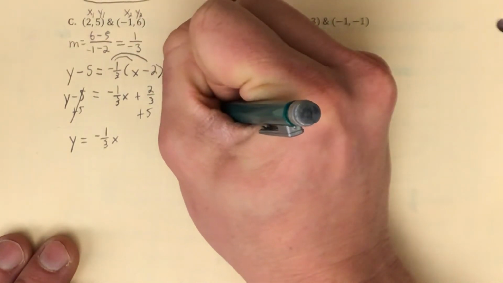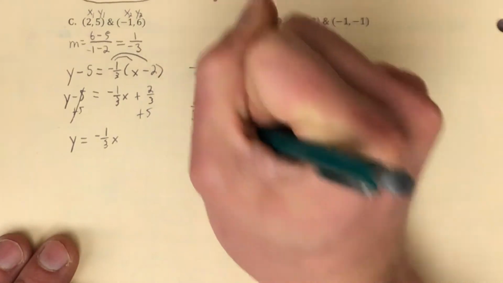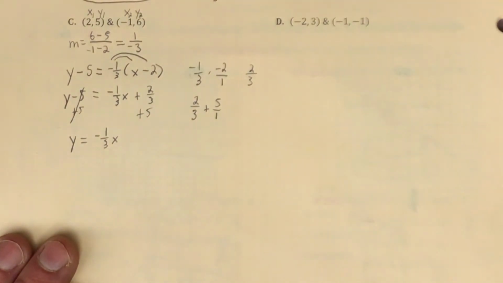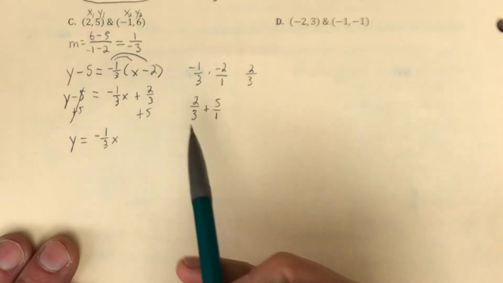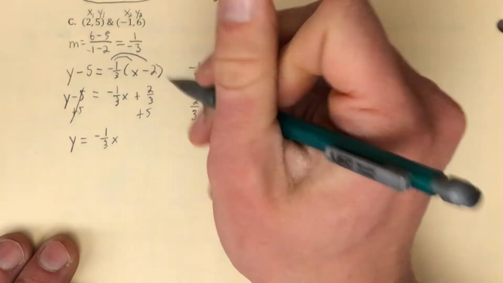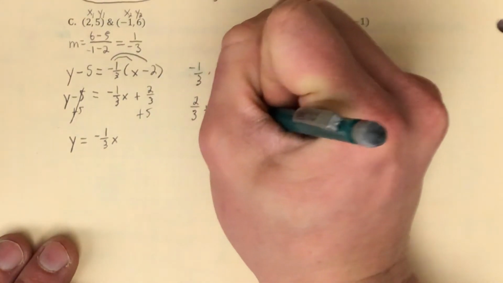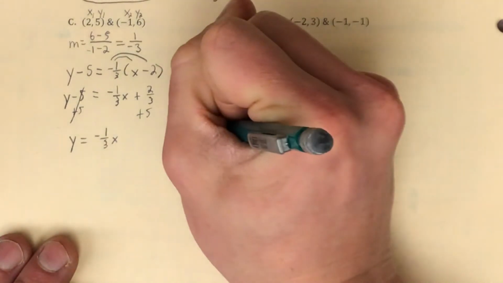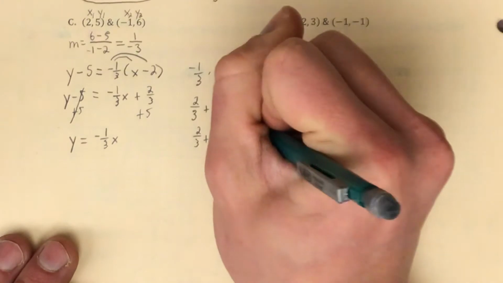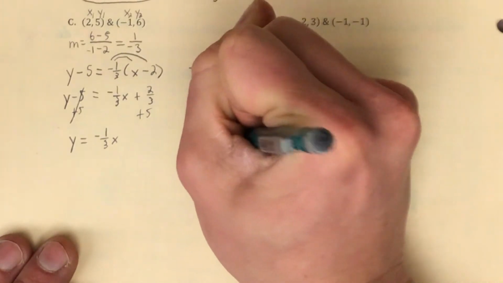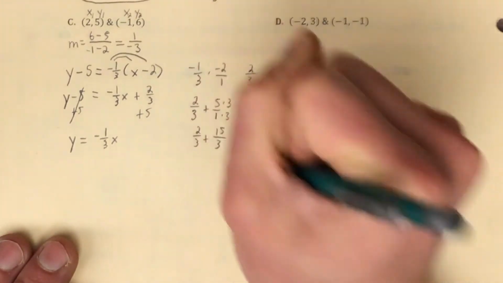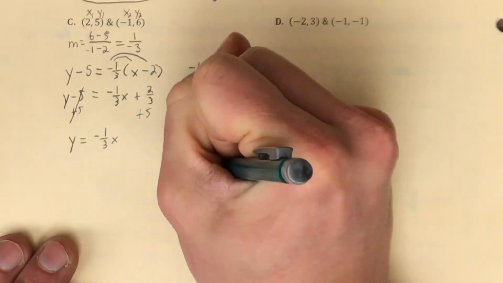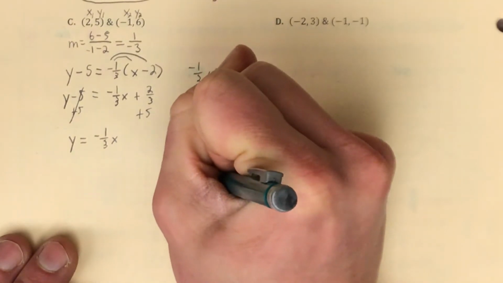So 2/3 plus 5. In order to add a fraction with the whole number, I need the whole number over 1, then find my common denominator. So smallest number that 3 and 1 will both go into is 3, so I need to multiply the denominator here by 3, which means I need to multiply the numerator by 3. So this becomes 2/3 plus 5 times 3 is 15, over 1 times 3 is 3. Then when I add the numerators, 2 plus 15 is 17, over my denominator of 3.